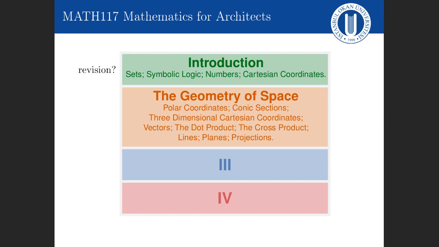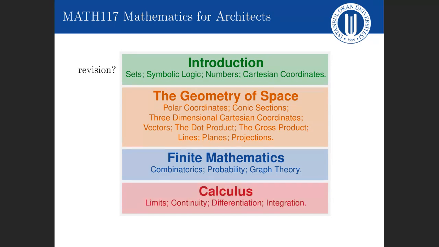In part 2 of this course, we're going to be talking about the geometry of space. Part 3 is about finite mathematics, in particular combinatorics, which is the fancy way of saying counting, about probability, and we're going to talk about graph theory. And then finally, in the 4th part of the course, we're going to study a type of mathematics called calculus.